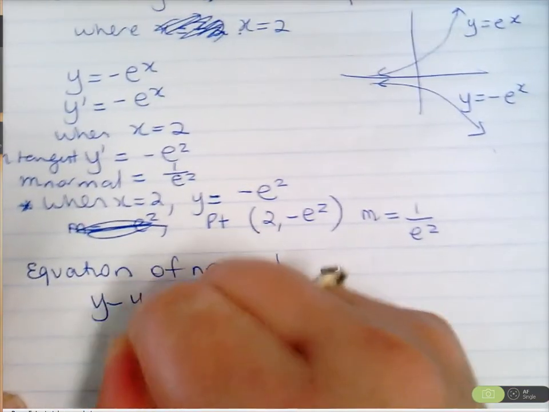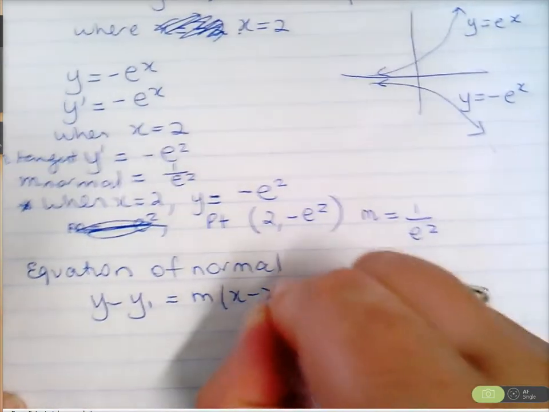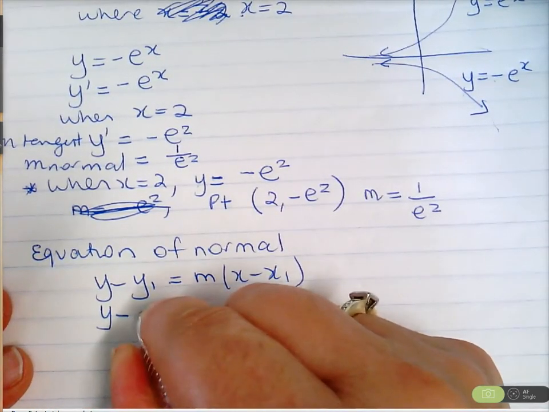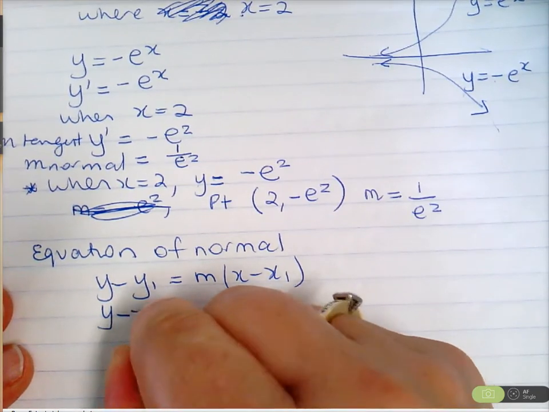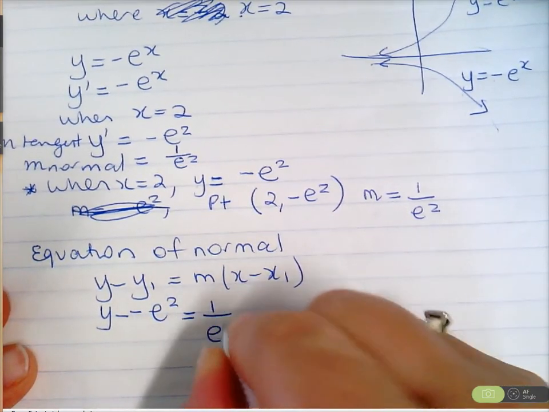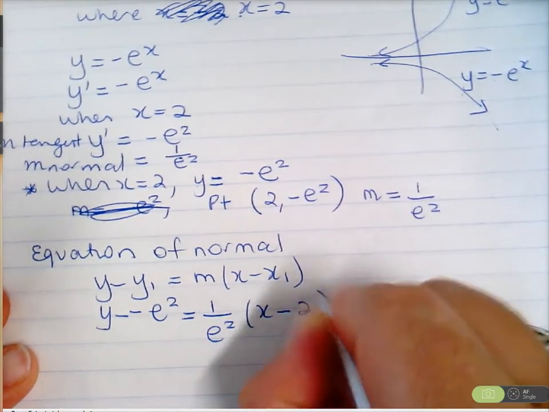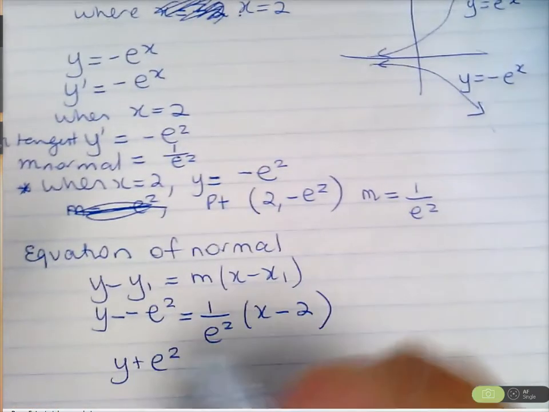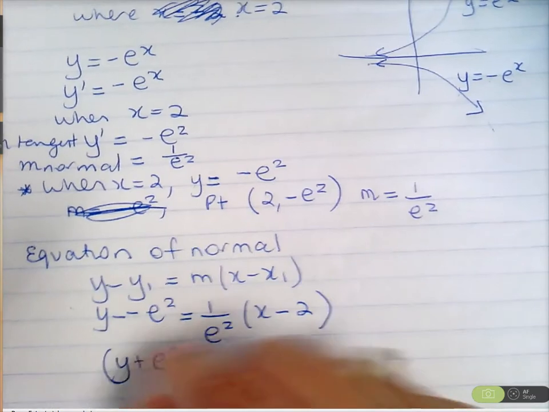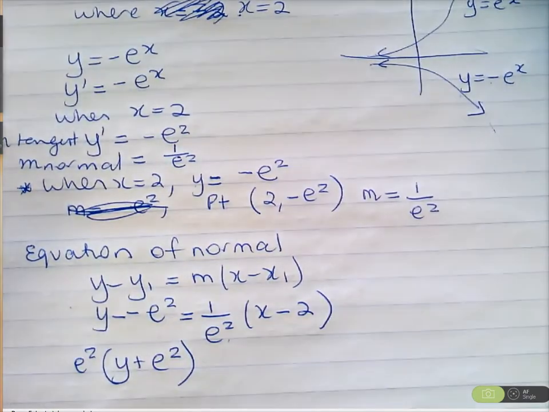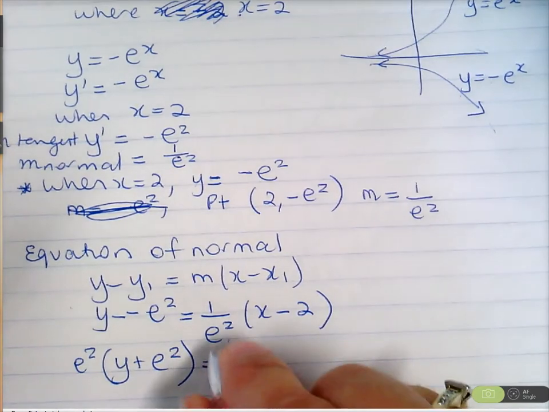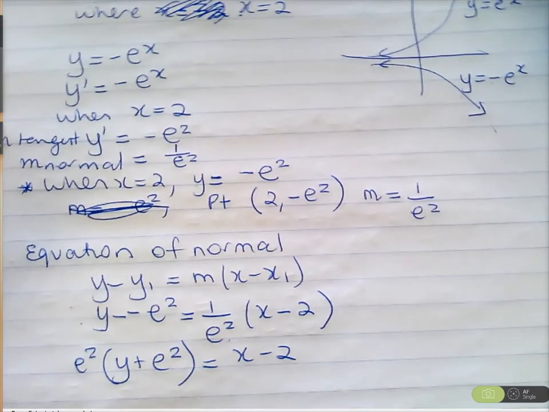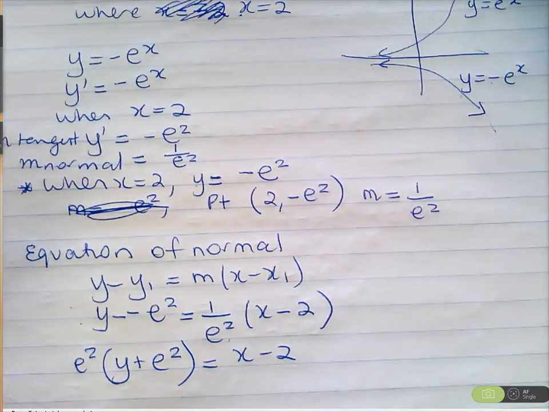is y minus y1 equals m(x minus x1). So it's y minus negative e squared, I'll just write it like that, is 1 on e squared (x minus 2). So I've got y plus e squared. Now, I'd bring this e squared to the other side, e squared times the bracket equals x minus 2, so you're multiplying. I would expand. See, this one, I would not put in y equals mx plus b form. I'd write this one in general form.